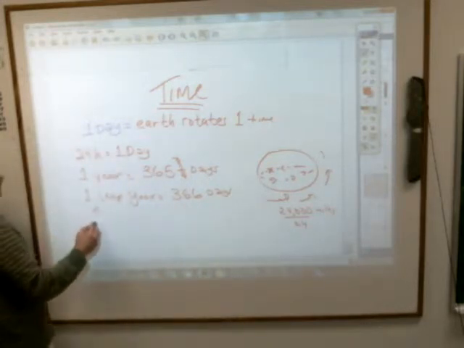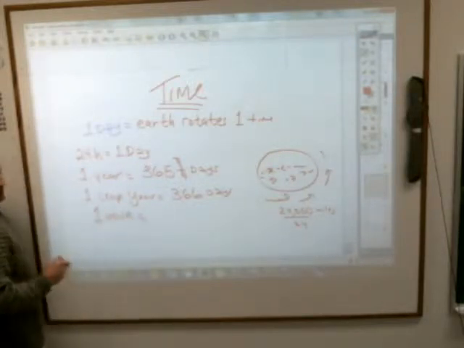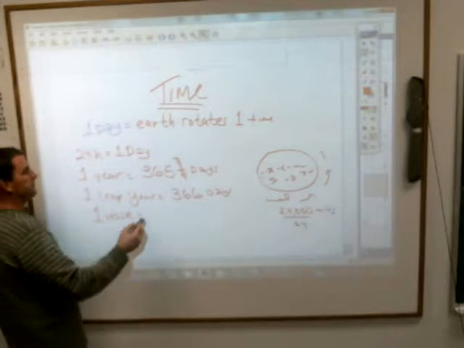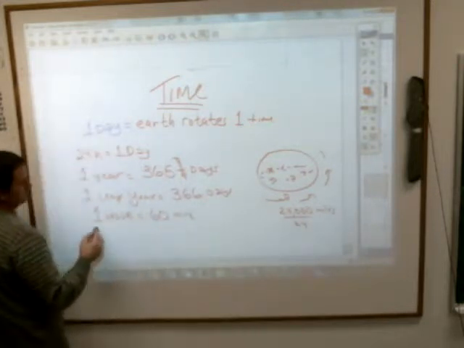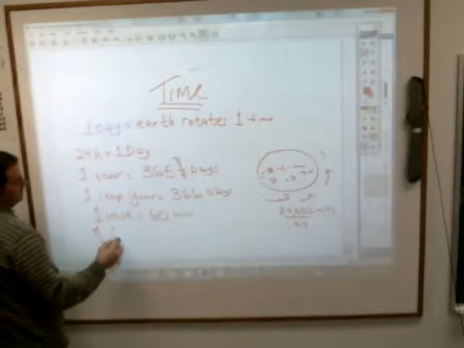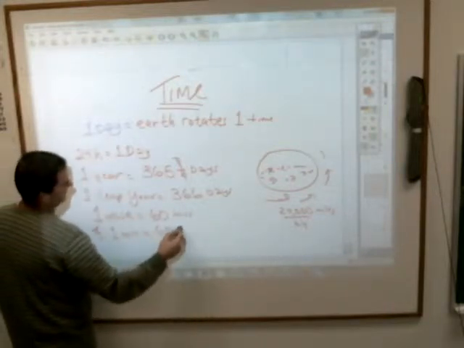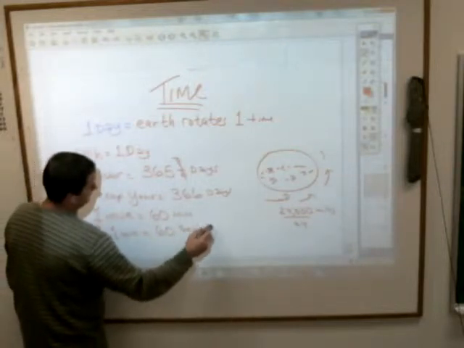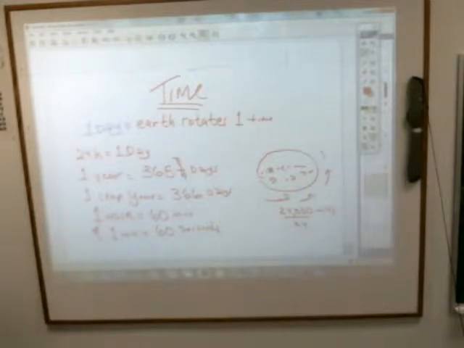Now, 1 hour we separate into 60 minutes. And 1 minute we break down into even smaller things, and that's 60 seconds. And if you want to go smaller than that, I guess we go to tenths or hundredths or thousandths of seconds.